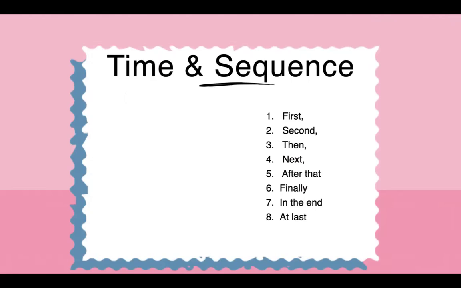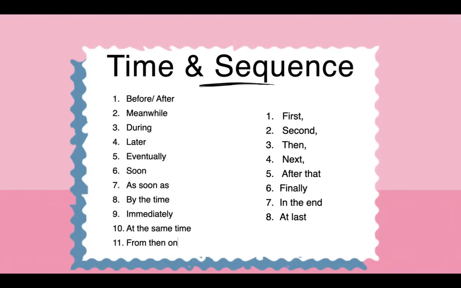And when you want to show time, then you can say before or after, meanwhile, during, later, eventually, as soon as, by the time, immediately, at the same time, or from then on. So these are the connectors for time and sequence.